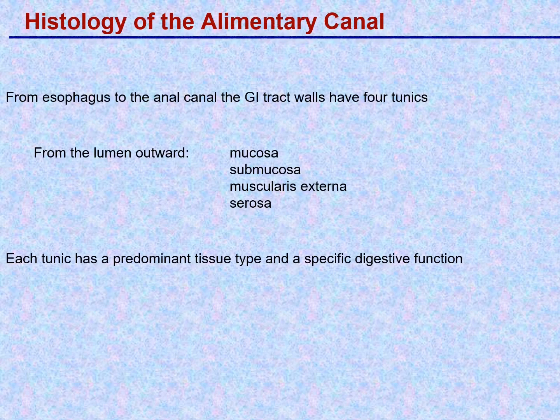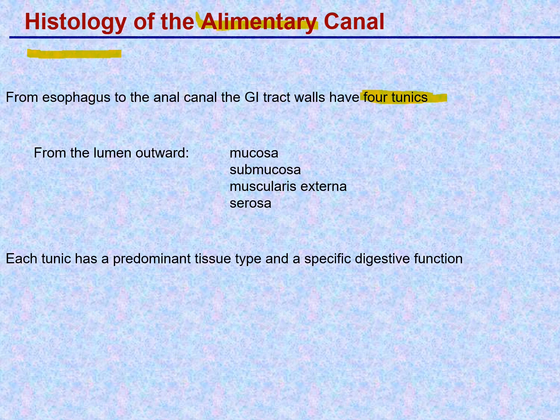There is a generalized overall pattern to the tissues of the alimentary canal. The study of tissue is histology, and we will go through the different layers in general terms that are common, the common features going from the esophagus down to the anal canal. There are 4 layers, also known as tunics. So there are 4 main layers within the gastrointestinal or alimentary canal.